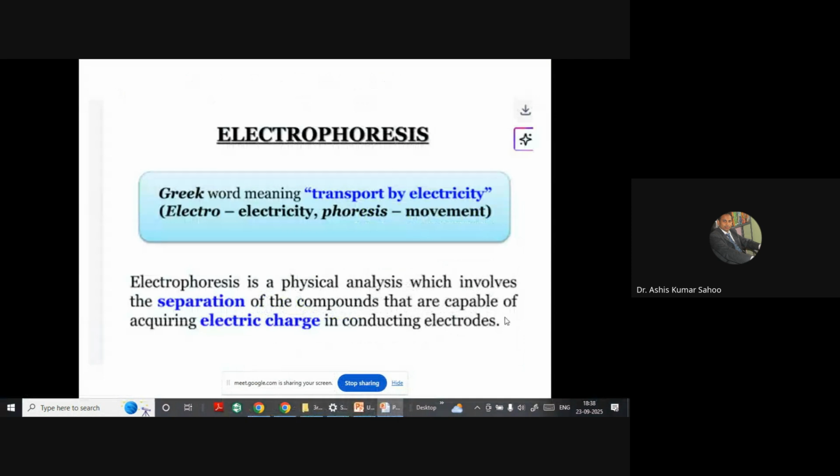So what is electrophoresis? Electrophoresis is nothing but separation in the presence of an electric field. With the application of an electric field, separation occurs. It means transport by electric field, that is, movement.